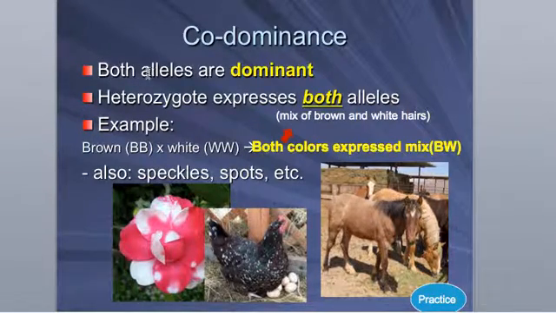Codominance is both alleles are dominant. Heterozygote expresses both alleles. How can that happen? Well, if there's a brown colored horse crossed with a white colored horse, both colors will be expressed in the mix. It will have both brown and white, and here's an example of a horse. They call that roan, R-O-A-N, and you'll see that in one of the questions. And if you notice, the genotype is BW for the cross. You'll also see speckles like this chicken, or spots on this flower.